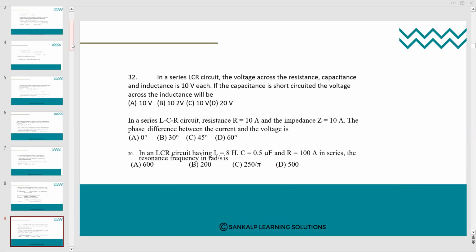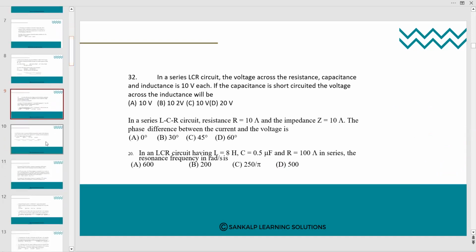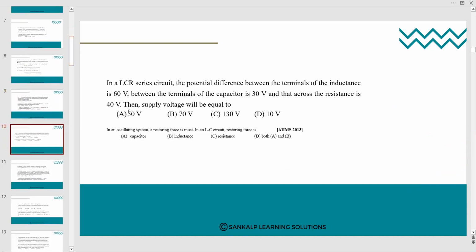Let us go for the next question. In a LCR series circuit, the potential difference between the terminals of the inductance is 60 volt, between the terminals of the capacitor is 30 volt, and across the resistance is 40 volt, then supply voltage will be equal to, yes, how to do this one?